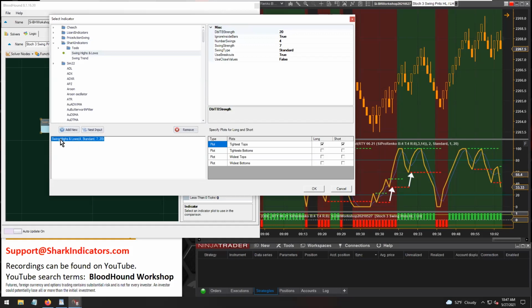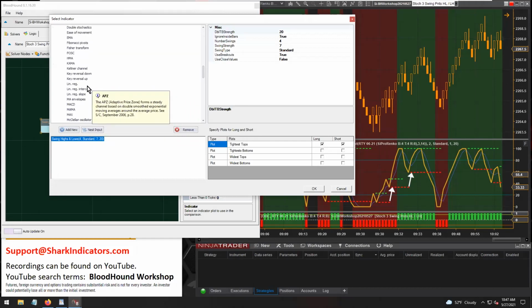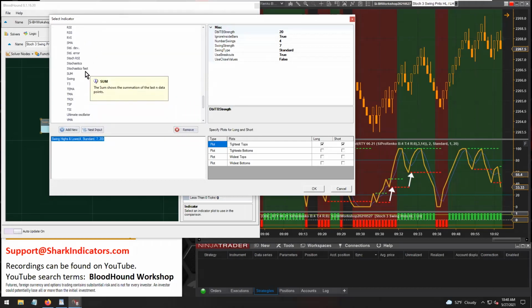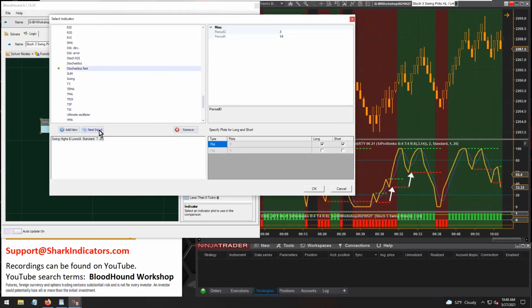And remember, on the chart, we fed the stochastics indicator into the swing indicators, right? So the swing highs and lows, its input series, we fed the stochastics into that, or nested the stochastics into that. So we need to do the same thing here. So we have the swing highs and lows indicator. And so now we need to scroll down to the stochastics fast and then click the nest input button. There we go. So that's how we can feed the stochastics into the swing highs and lows indicator.